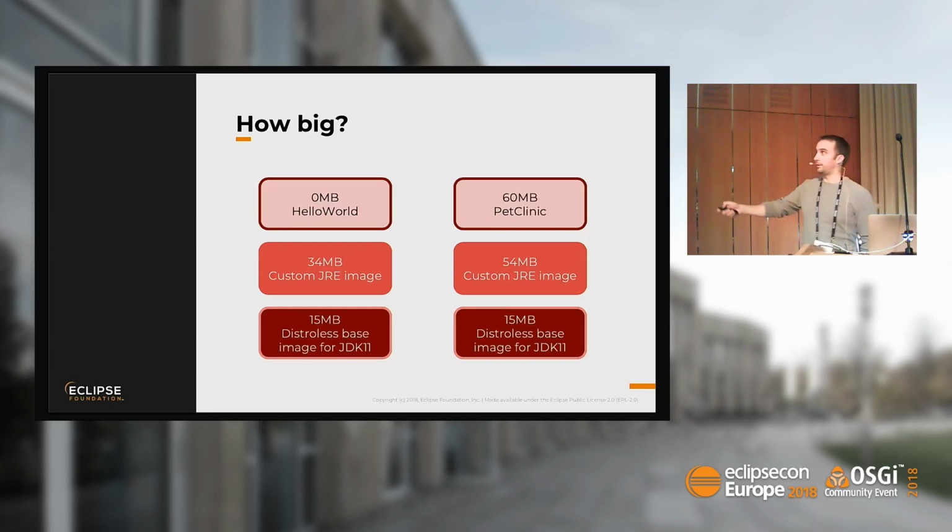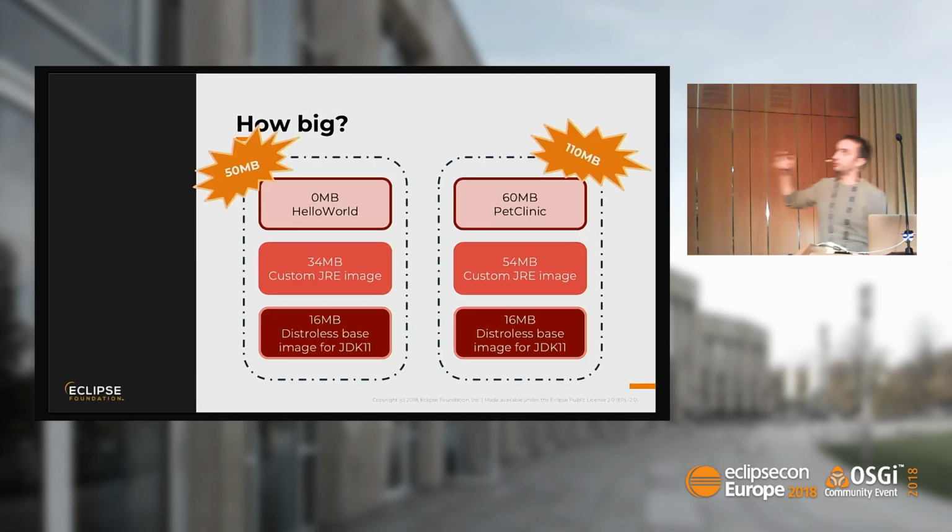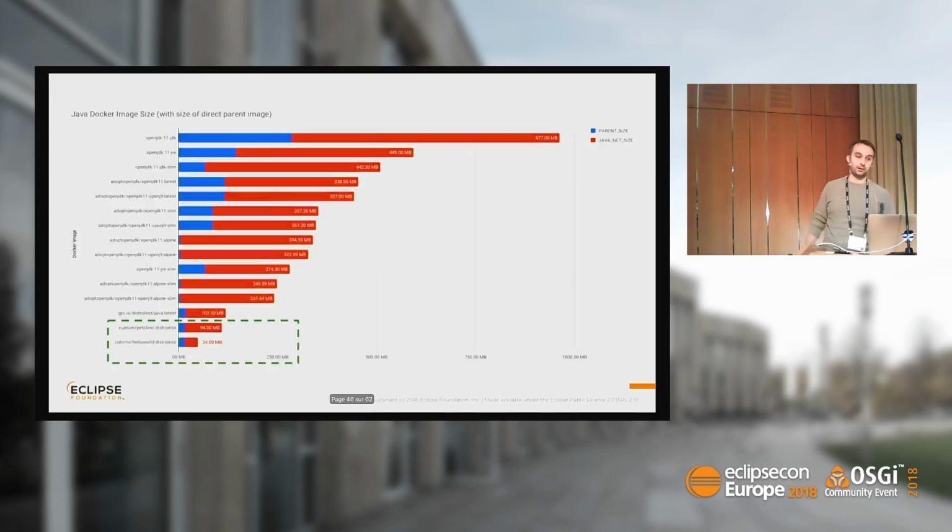If we take the size of the base image for running JDK 11, a Distroless base, it's 15 megabytes. The custom JRE with only Java base is 34 megabytes, plus nothing for just a Hello World. And for the Pet Clinic, it's 60 megabytes of jars, and the custom JRE is only 20 megabytes more than for the Hello World example. So we get 50 megabyte Docker images for Hello World and 110 for the Pet Clinic.